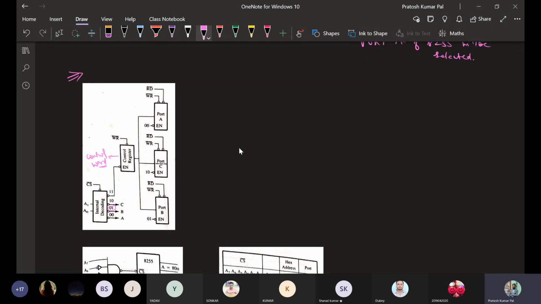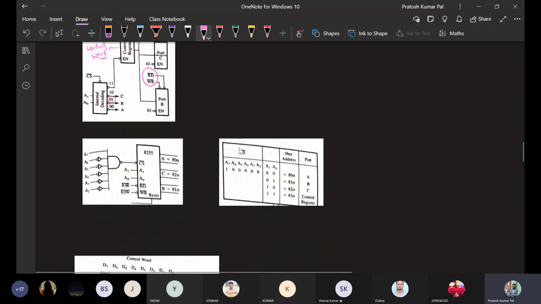So we have selected a particular port based on the A1 and A0 values, and whatever port is selected gets its command from the content of the control register, that is the control word. After selection, either a read or a write operation is performed. All the ports have read and write signals, so either data will be written to that particular port, or data will be read from it.